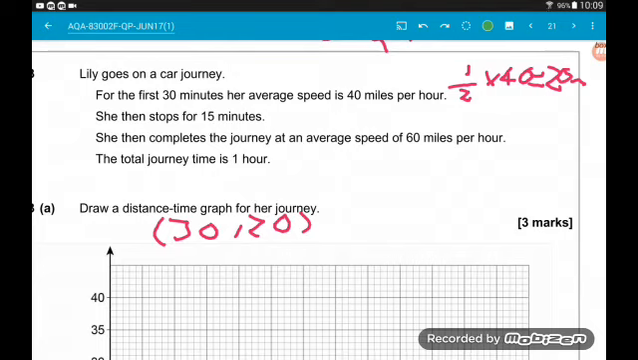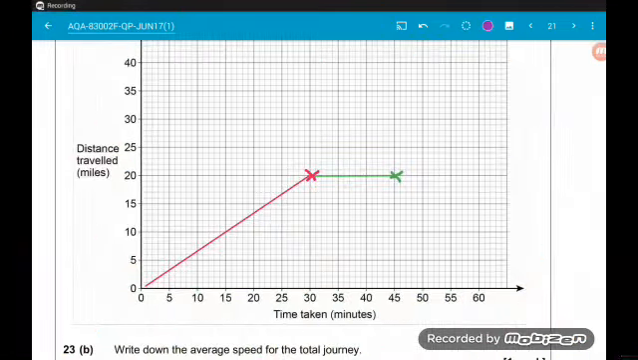So the next point that we want to plot is 15 minutes on from 30 minutes. So that's going to be 45 minutes, but we're still going to be at 20 miles. And that will look like this. Okay, so that green line is our next point on our graph.